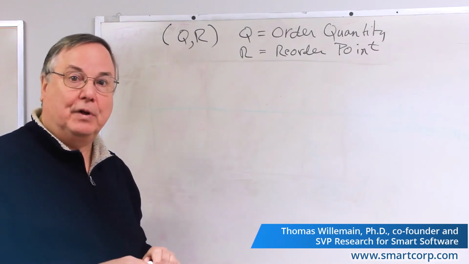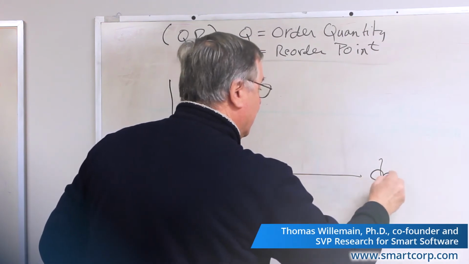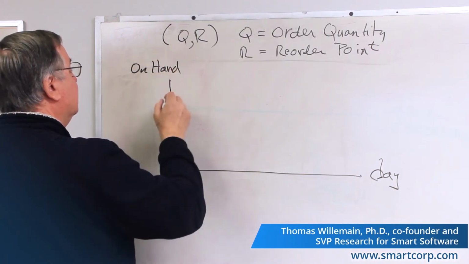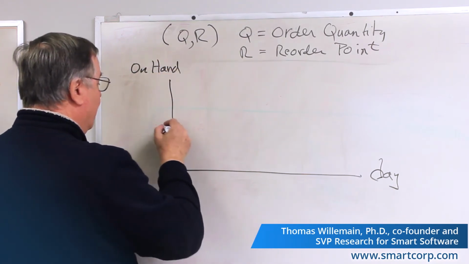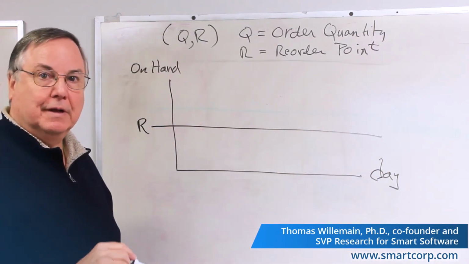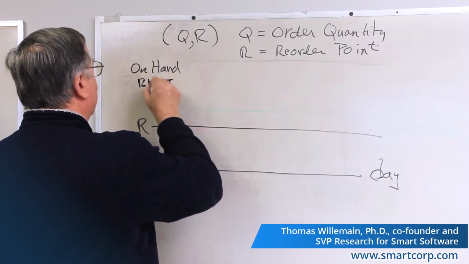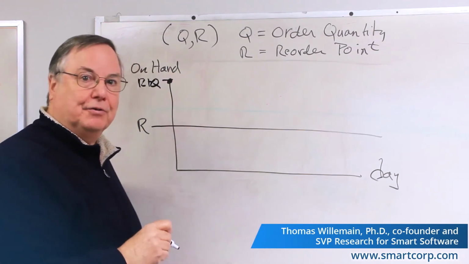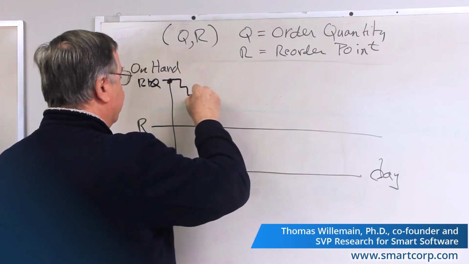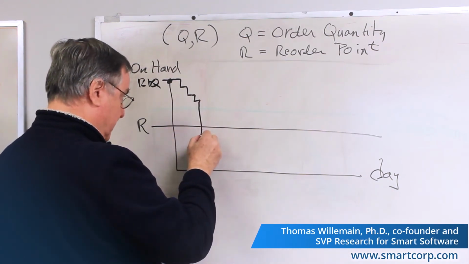And let's look at how that would play out over time. So we have the same sort of picture where this might be the day, and this is the on-hand inventory. And now we have a reorder point. That's the critical line. And we might start, say, here at R plus Q. So let's pretend this is our initial level. And as time goes on, demand comes in, and maybe we get a large order, and we actually bust through the reorder point, and we come below it.